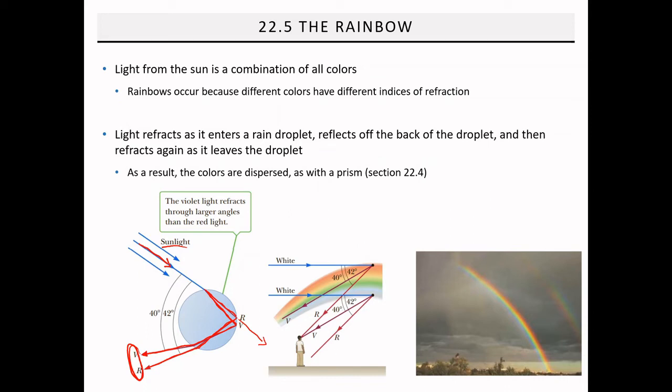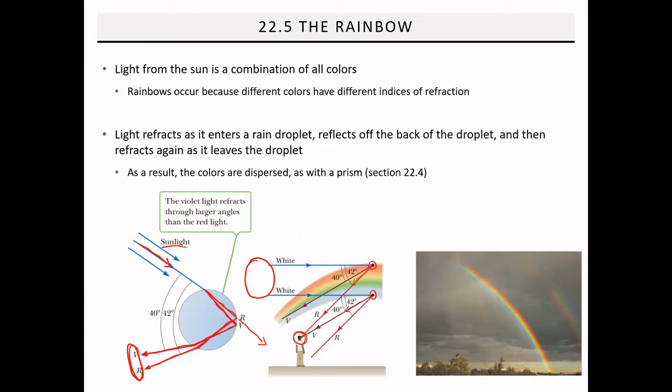The middle picture shows this in full. You have the sun shining light from the left side. The light refracts off of raindrops on the right side. This separates it into the different colors, and those colors eventually reach your eye on the ground. So you're seeing the sunlight that's been separated into different colors.